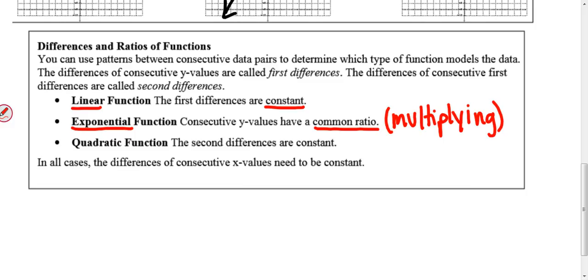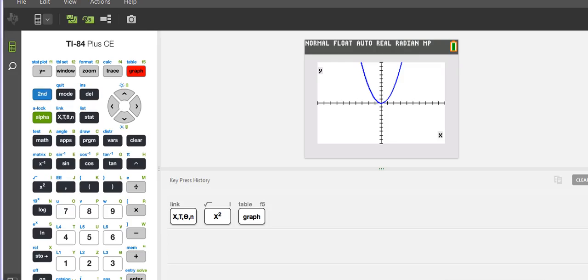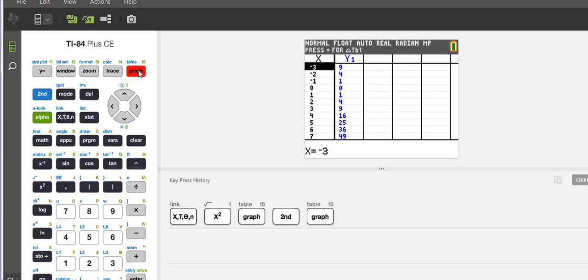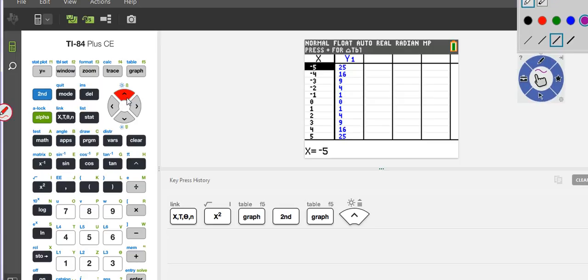Now, lastly, we talk about a quadratic function. For a quadratic function, the second differences are constant. Second differences are constant. And I'm going to show you what that means here. We're going to look at a quadratic function here real quick. So here we have our quadratic function, and then let's go ahead and take a look at the table for this quadratic function. And what I have on the notes is that it is the second differences that are constant. So I'm going to write up here real quick.